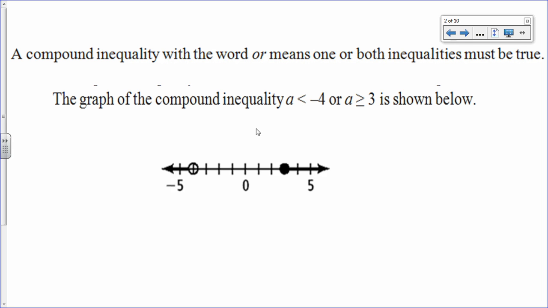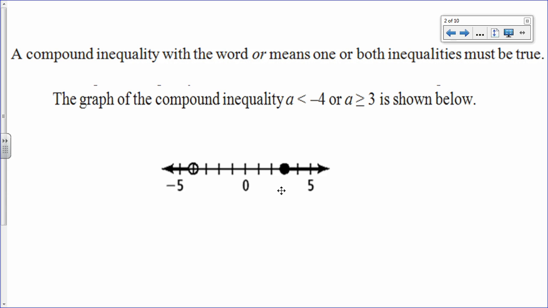So here's the graph of a compound inequality: a is less than -4 or a is greater than or equal to 3. We would graph each one separately, because the word "or" is here. So we have an open circle at -4, and since a is less than, we're going to shade in to the left.